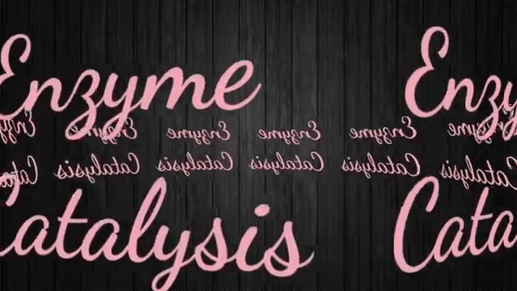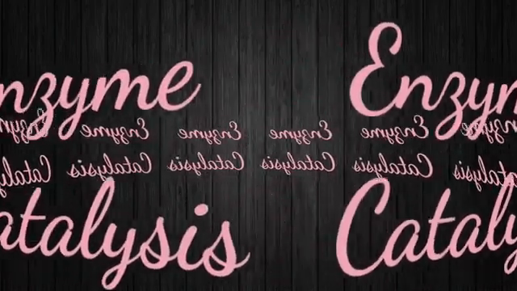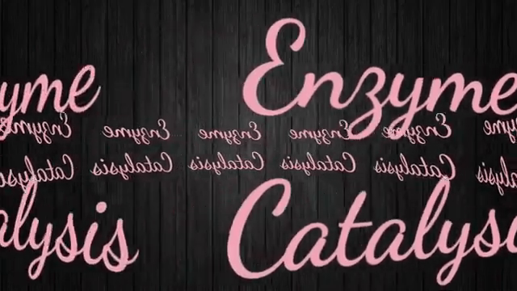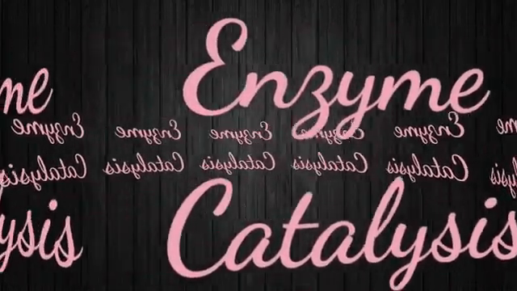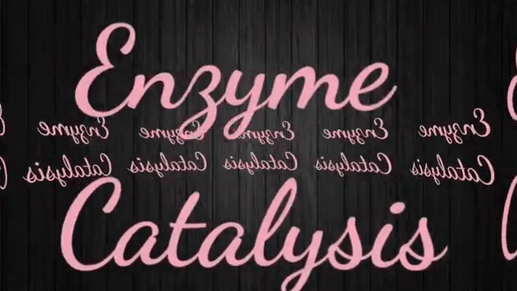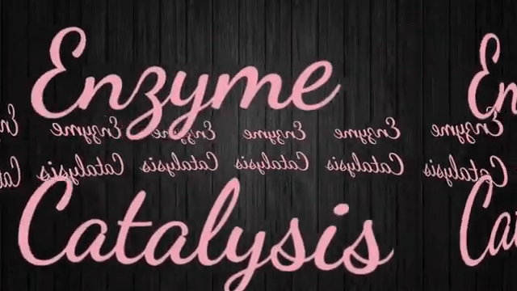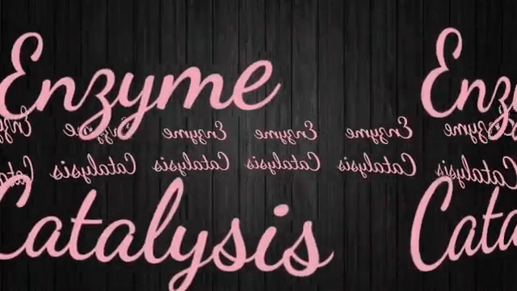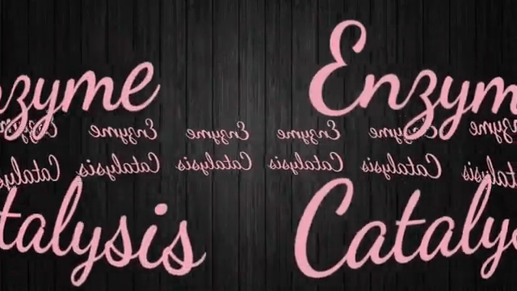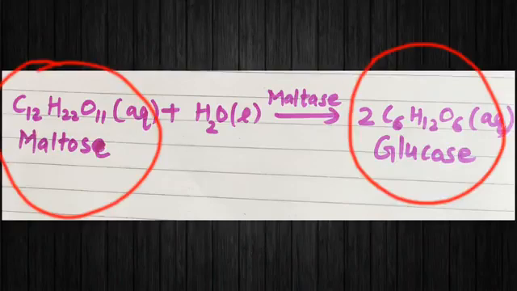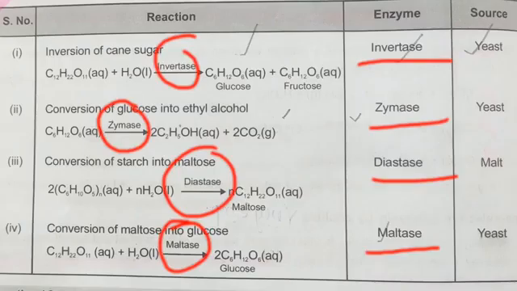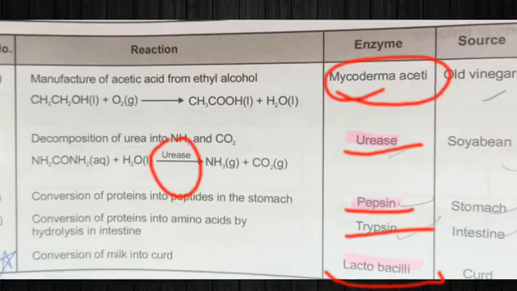Next is enzyme catalysis. Enzyme is a biochemical catalyst and the biological reactions are catalyzed by enzyme catalyst. Students, enzymes are complex nitrogenous compounds which are produced by living plants and animals having high molecular mass ranging from 15,000 to 10 lakh gram per mole. Enzyme forms colloidal solution in water. If we want to convert maltose into glucose, enzyme is maltase. These are some more examples of enzymes.